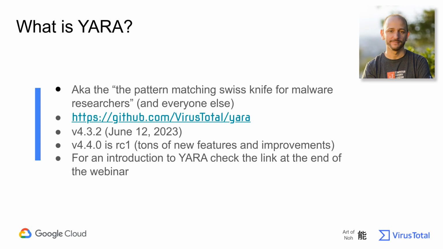All right, so what is Yara? To be honest, we will not get too much into the details and basics of that. But if you haven't heard this before, it's sometimes called the pattern matching Swiss knife for malware researchers and everyone else. You can find the source code on GitHub, and there are also precompiled binaries for Windows 64 and 32-bit. The latest stable version is from June, version 4.3.2, and version 4.4.0 is actually a release candidate one. This version has a ton of new features and improvements. Personally, I'm using 4.4.0 RC1, which I found to be very stable, very fast, very good.